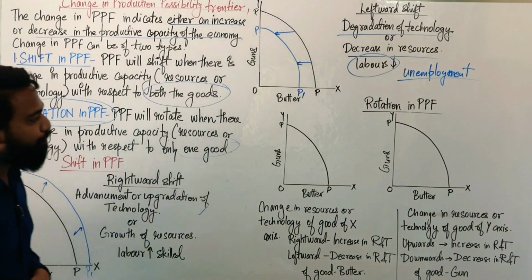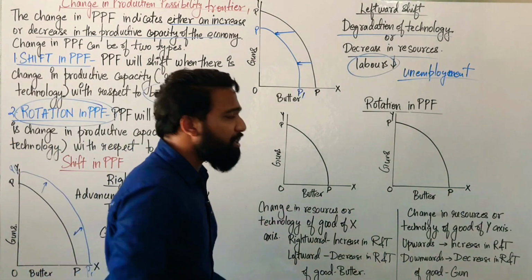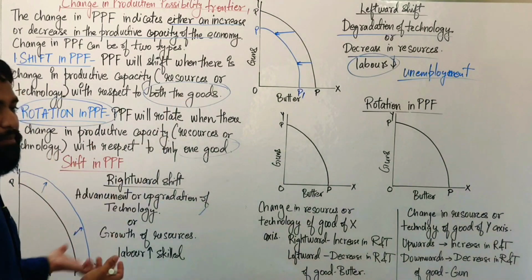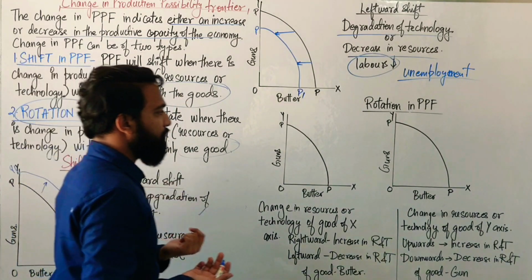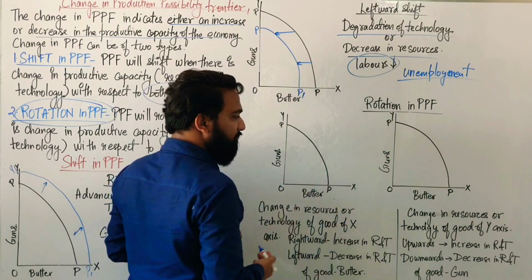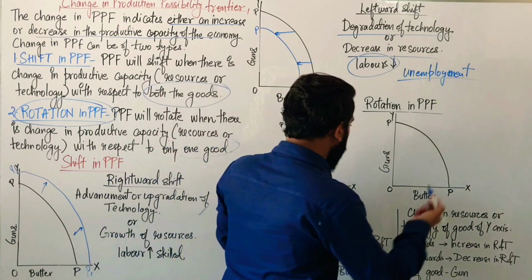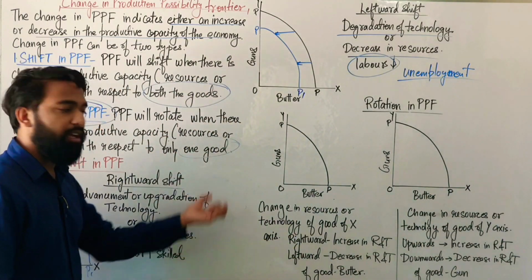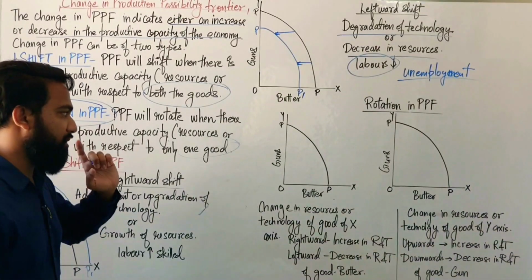Rotation. Now, rotation can be of two types. Just like shift was of two types, rotation can be of two types: shift in the goods of x-axis and shift in the goods of y-axis. We'll start with the shift in the goods of x-axis.